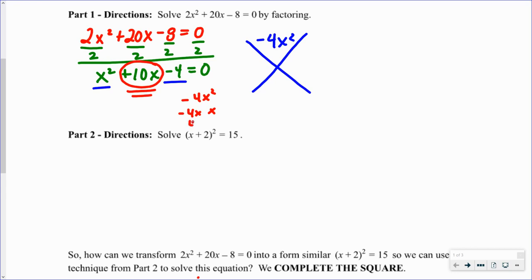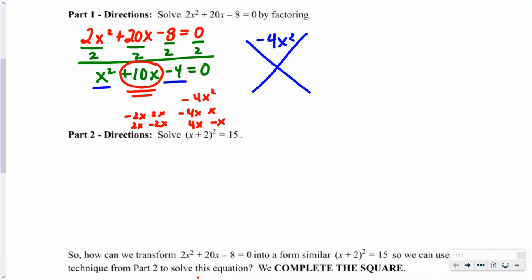We could also do 4x times negative x. And again, if we add those together, we get positive 3x, which is not going to give us that middle term 10x. Our other options would be negative 2x and 2x, or 2x and negative 2x, which is really the same thing. We add those together, we get 0. So it looks like there's no combination of factors of negative 4x squared that are going to add up to 10x, which means that this trinomial is not going to factor nicely.